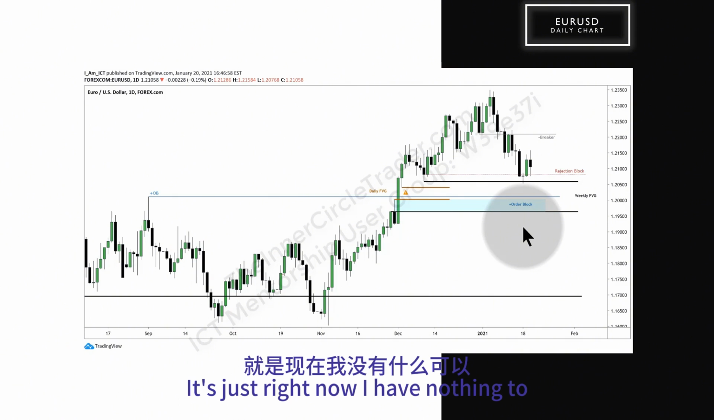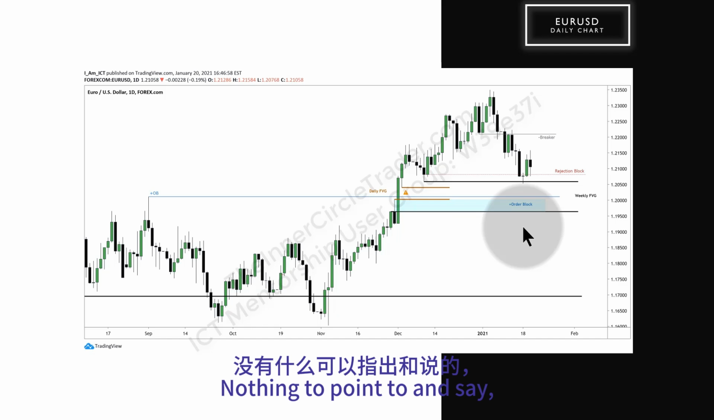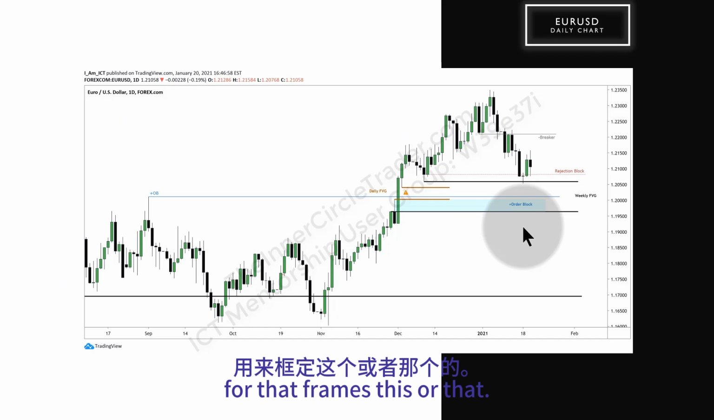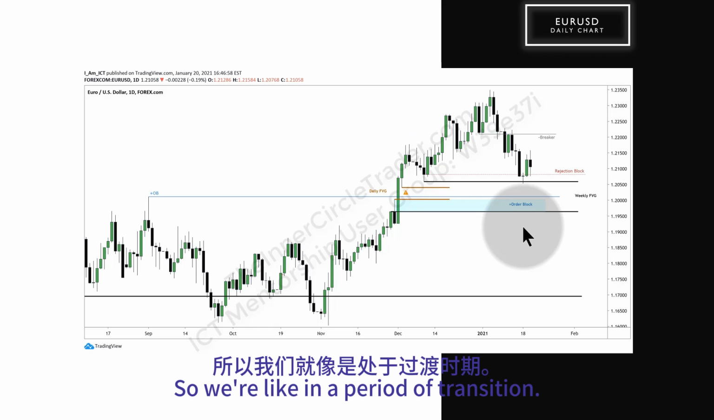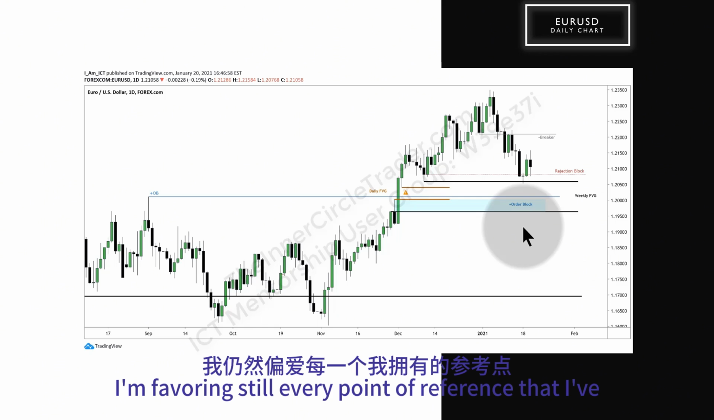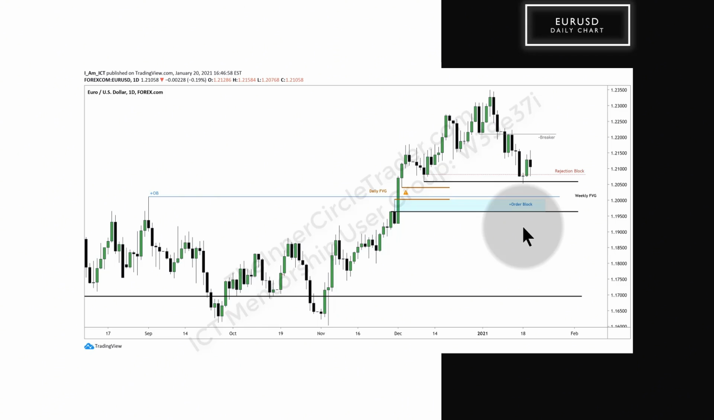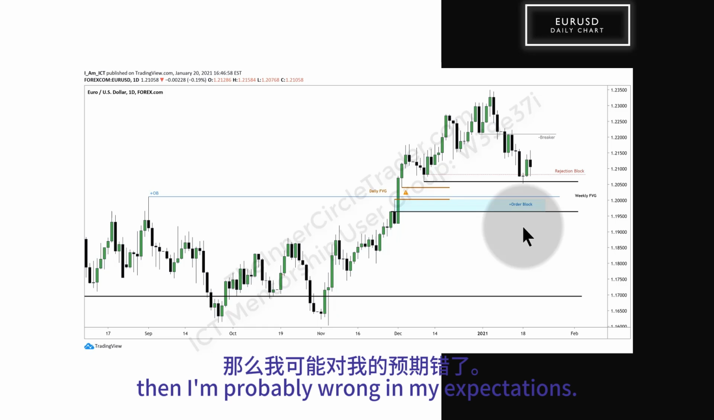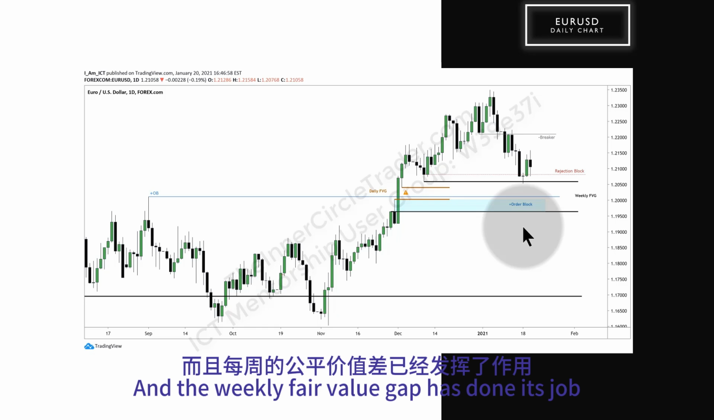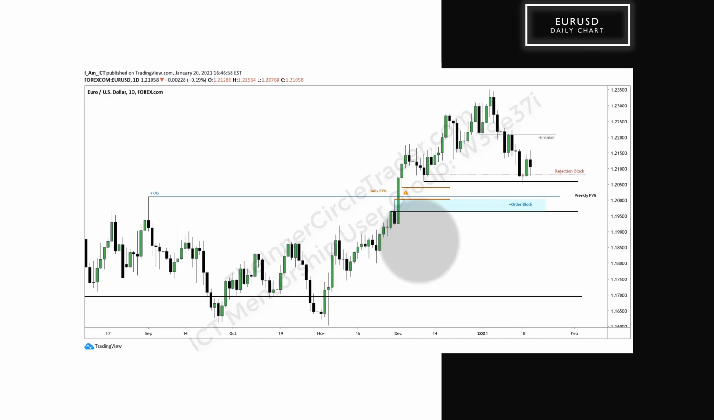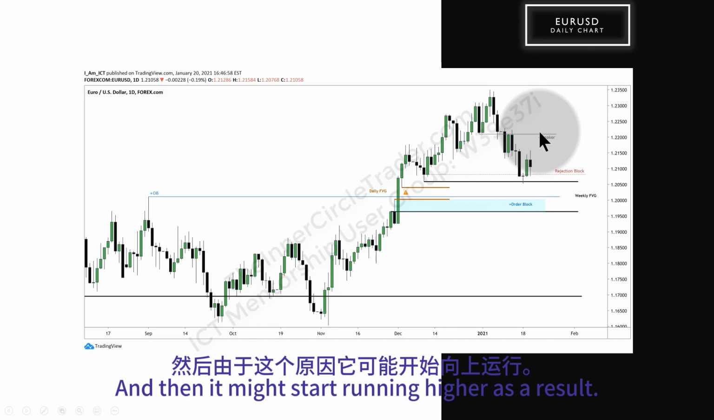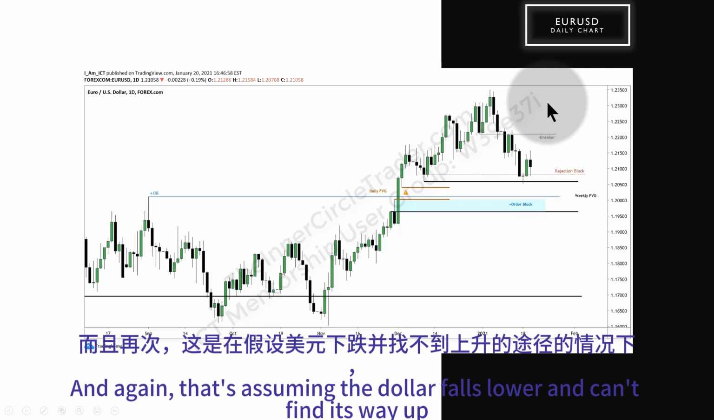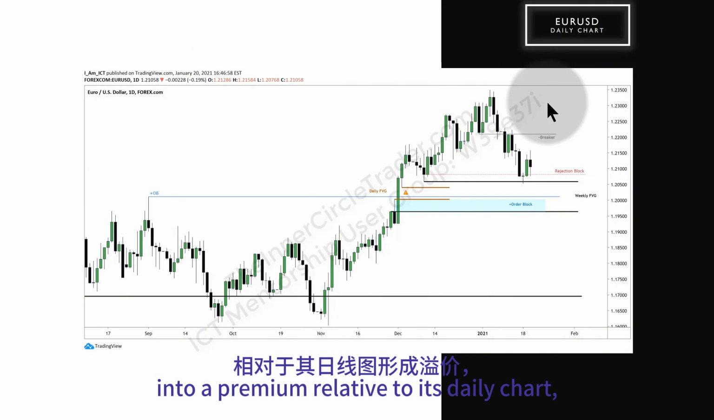It's just right now I have nothing to act on, nothing to point to and say, okay, here's what we're looking for that frames this or that. So we're in a period of transition. I'm still favoring every point of reference that I've annotated here for euro, unless we take out Wednesday or today's high. If we take that out, then I'm probably wrong in my expectations, and the weekly fair value gap has done its job just with this run here, and then it might start running higher as a result. And again, that's assuming the dollar falls lower and can't find its way up into a premium relative to its daily chart.